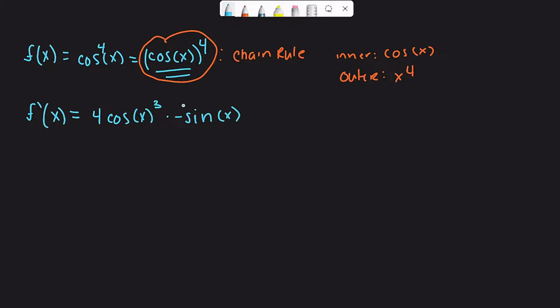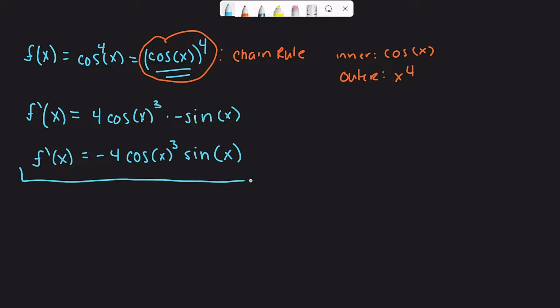If we move our minus sign to the front of the line, the derivative of f of x equals negative 4 cosine of x to the third power sine of x. And that is the derivative of our original equation.